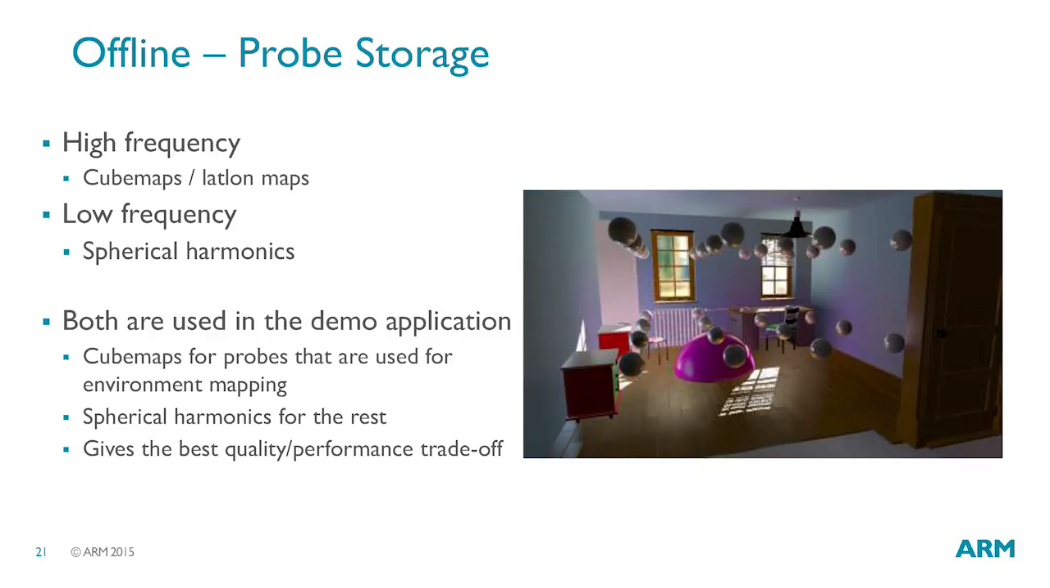There are multiple ways of actually storing this probe data. Cube maps or latitude-longitude maps can be used to store the high-frequency data, while low-frequency can be stored using second-order spherical harmonics. For low-frequency data, we also need to store coefficients for the hemisphere as well as nearby occluders to be able to correctly regenerate the lighting information in those particular probes.